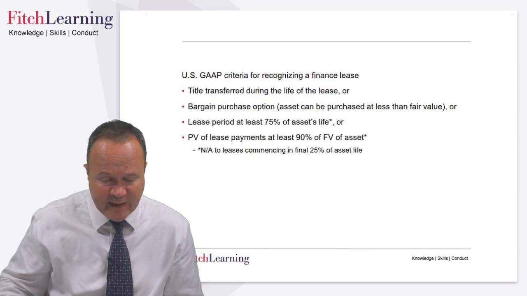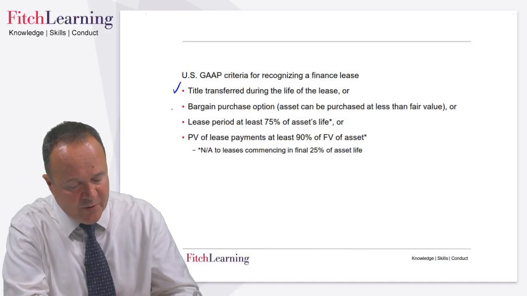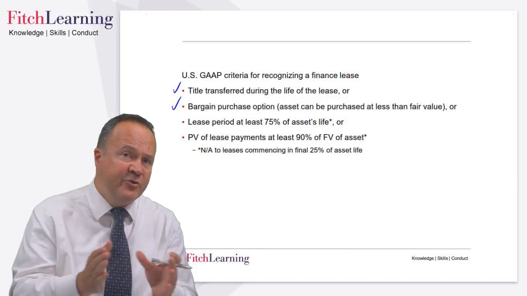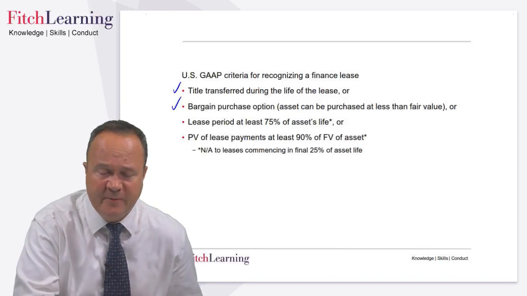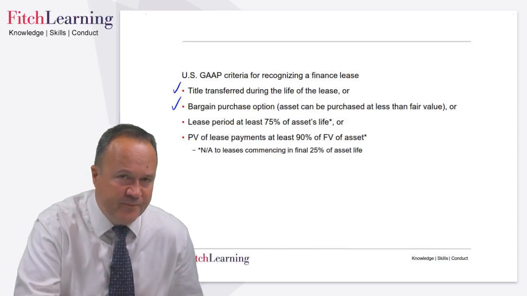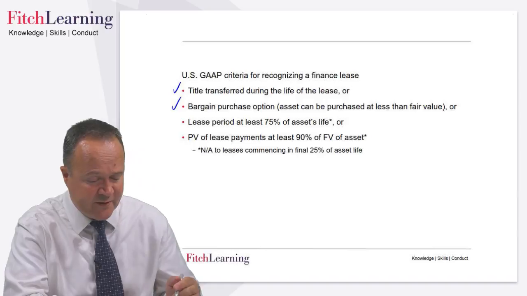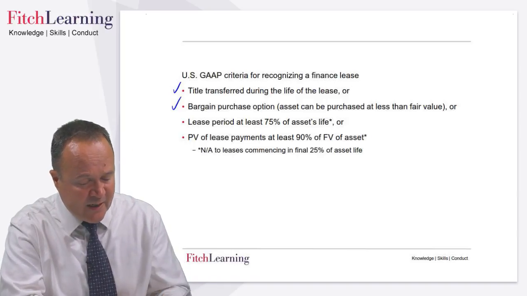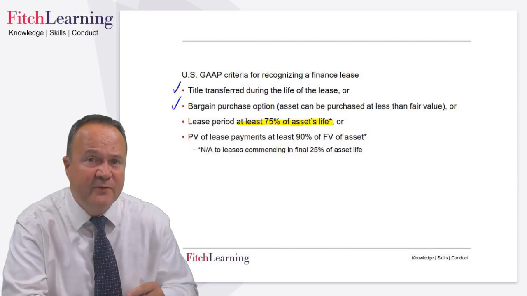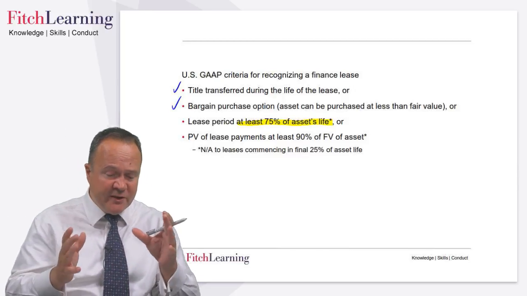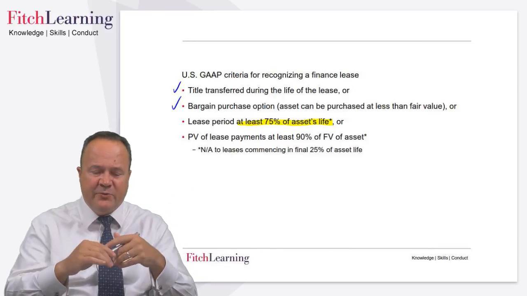For US GAAP, the first two are as per IFRS, so ownership transfers at the end, and you can buy the asset for below the fair value. But look at the other criteria. Rather than using the words a major part of the asset's life, US GAAP says at least 3/4 of the asset's life. So that's good and bad. It's good in that you're taking away all doubt. That's it, 3/4, that's the benchmark.